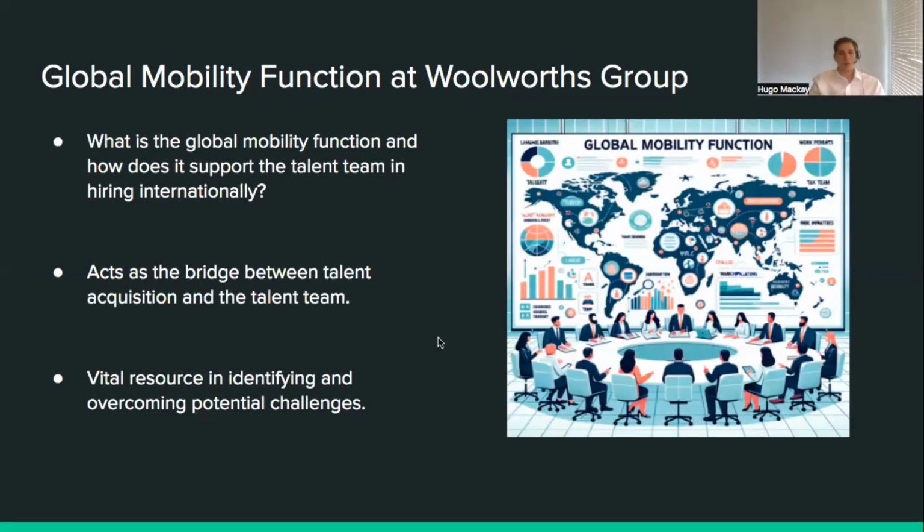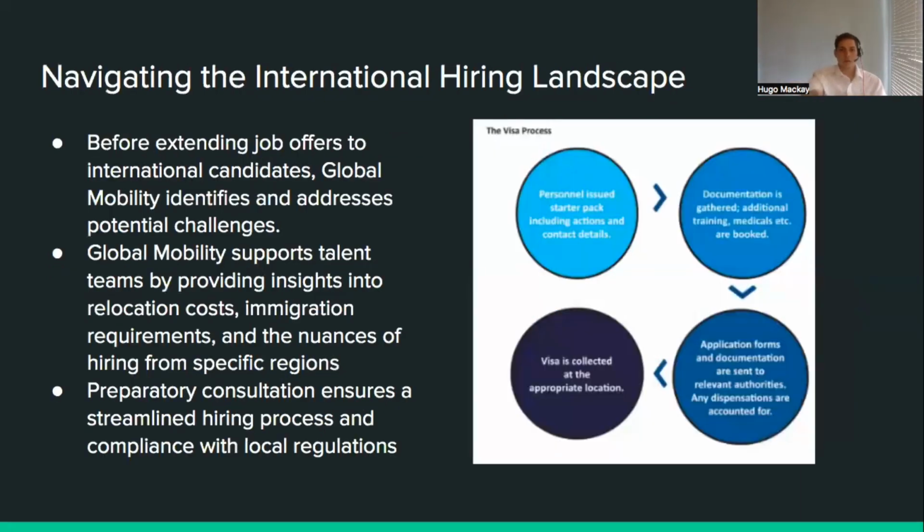So first off, what is the global mobility function and how does it support the talent team in hiring internationally? Well, the global mobility function at Woolworths Group plays a crucial role in the complex landscape of international hiring. Essentially, it acts as the bridge between talent acquisition and the talent team. Before extending a job offer to a prospective international candidate, global mobility must identify the relevant challenges and offer valuable insights to the talent team.